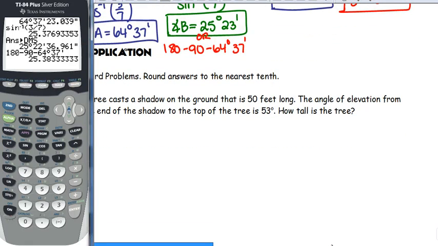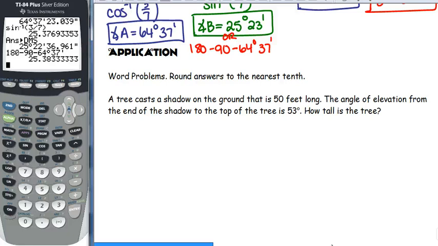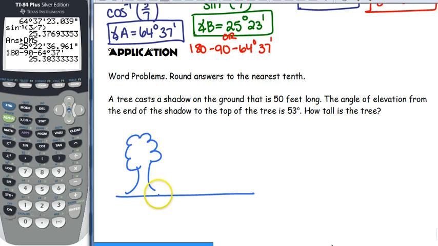Okay, our very last one, I know this is a long video, welcome to trigonometry, is an application. You're going to have lots and lots of application questions on quizzes and tests. So word problems, we are going to round answers to the nearest tenth. A tree casts a shadow on the ground that is 50 feet long. So we have our tree. I know you guys are jealous of my artistic abilities. And that tree is going to cast a shadow on the ground. So we are looking at this distance, because it's on the ground, of 50 feet long.